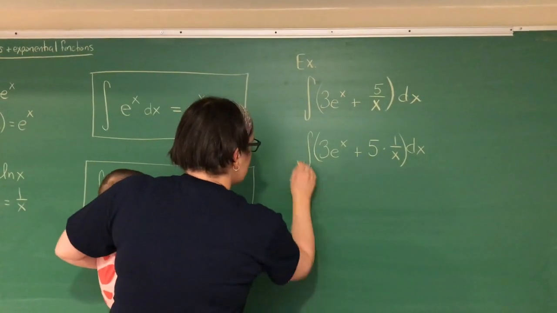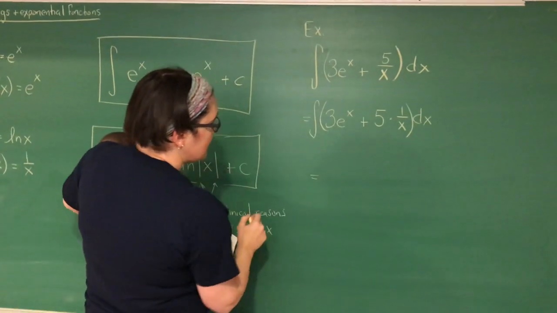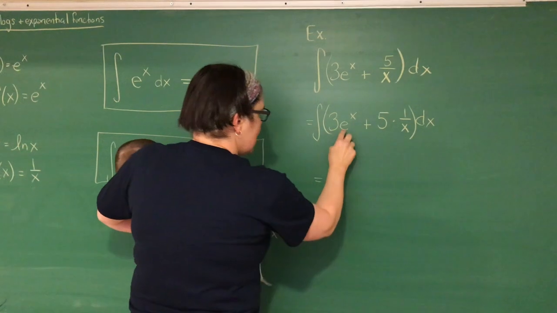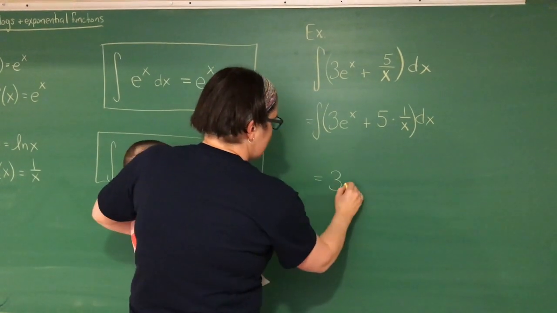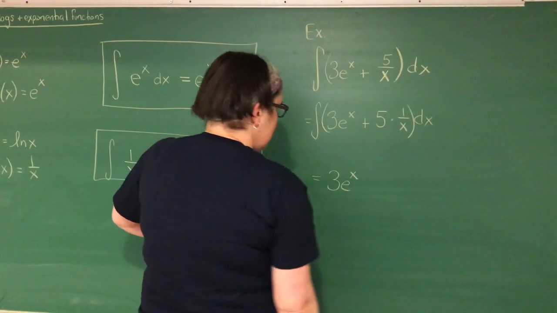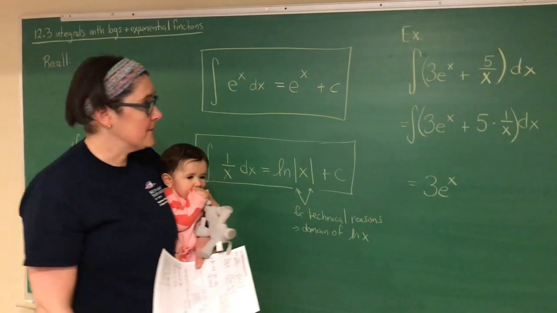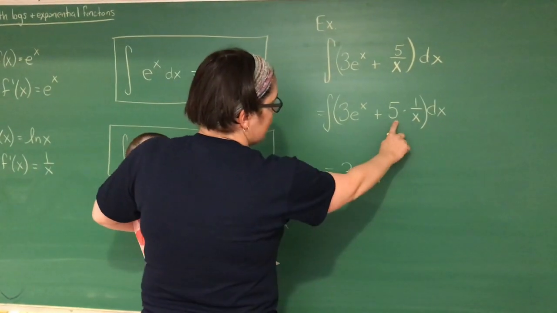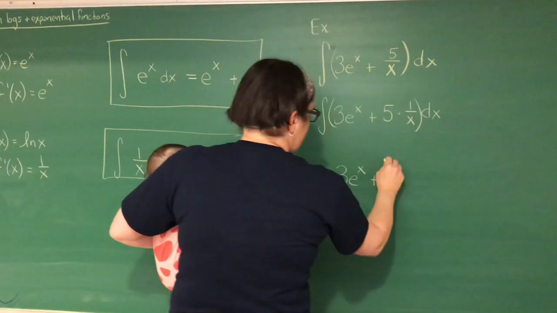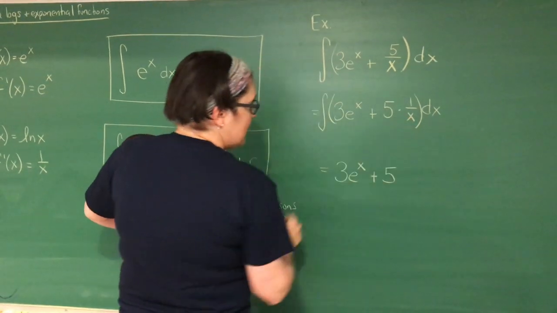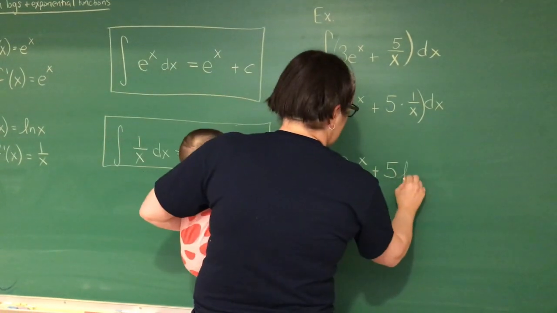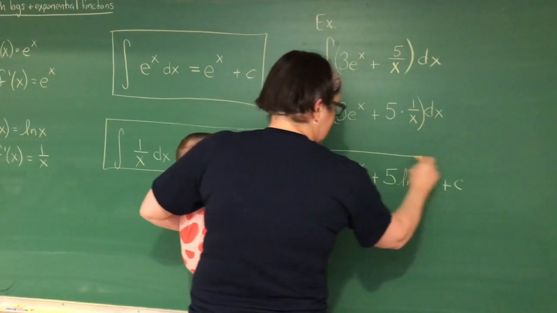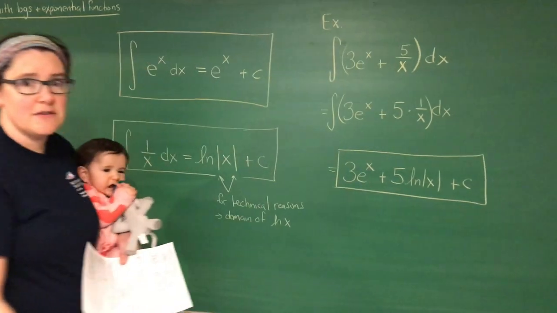Okay, so now we can take our antiderivative for 3e to the x. I carry along the 3, and the antiderivative of e to the x is e to the x. And then I have plus. Now here I have 5 times 1 over x, so I carry along the 5, and the antiderivative of 1 over x is natural log of the absolute value of x. And then I have a plus c. And so this is our final answer.